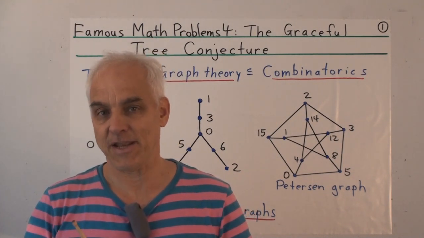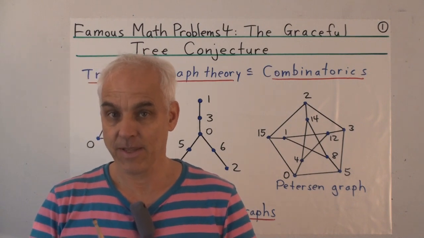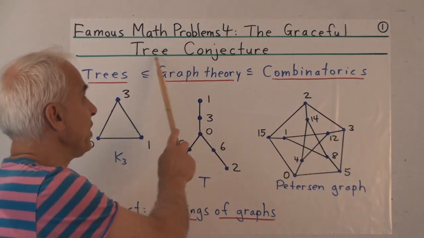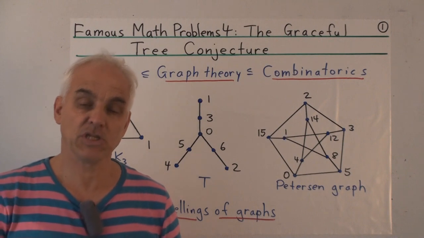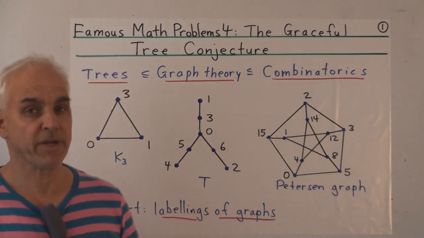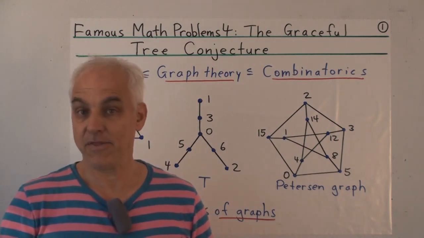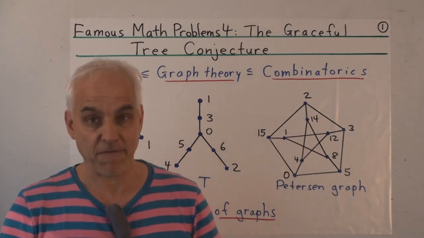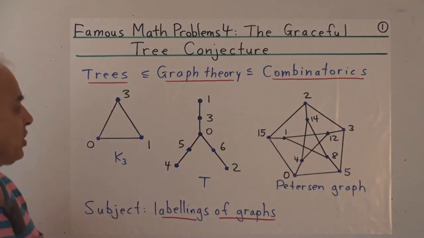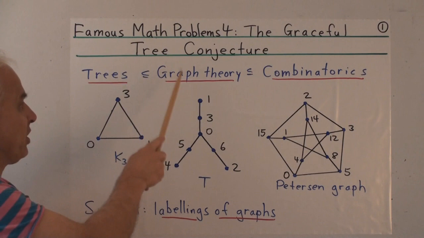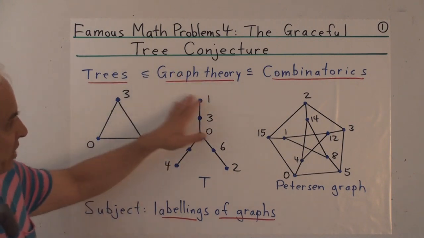In this video we're going to look at a famous mathematical problem which has seen a lot of interest in the last 40 years. This is the Graceful Tree Conjecture, which is perhaps the most prominent unsolved problem in the general area of mathematics called graph theory. So we're going to be discussing trees, which belong to graph theory.